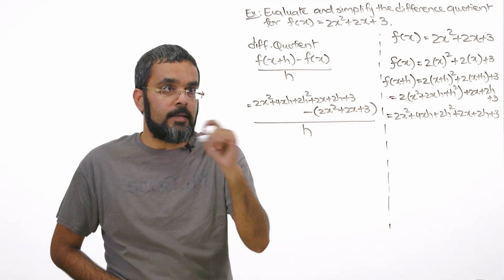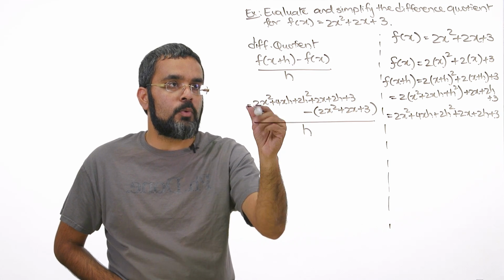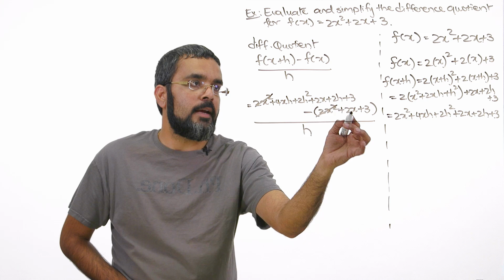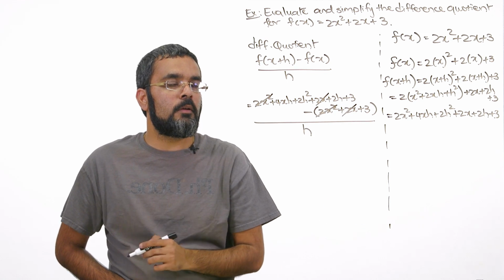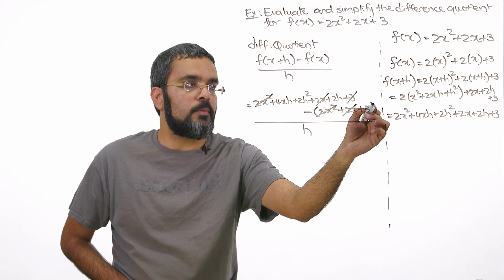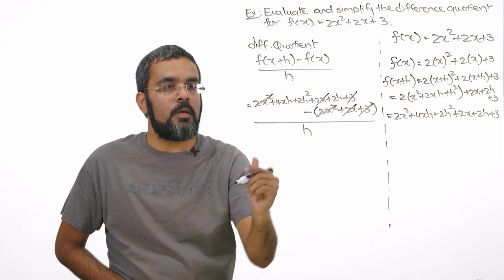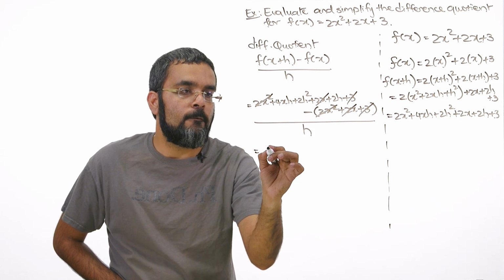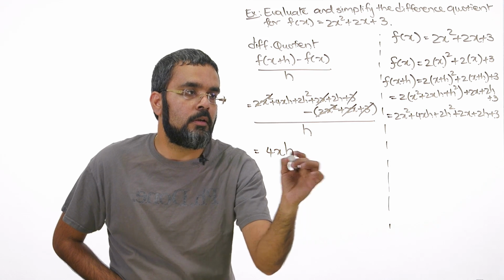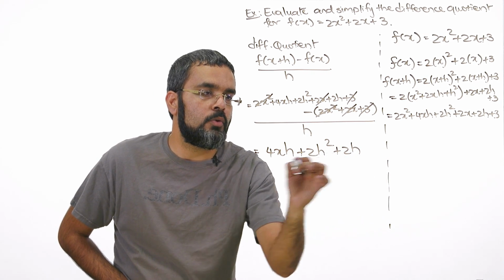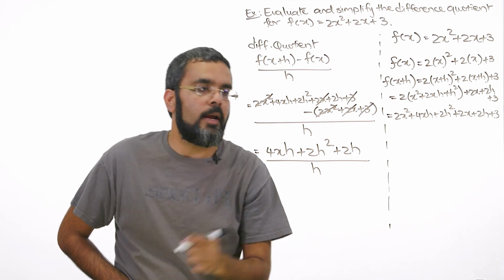Okay, so now let's see. 2x squared, I'm going to subtract a 2x squared, so that's going to cancel out. I have 2x minus 2x, so that's going to cancel out. And 3 minus 3, that's going to cancel out. So the entire f of x term here got cancelled out. So what we are left with is 4xh plus 2h squared plus 2h over h.